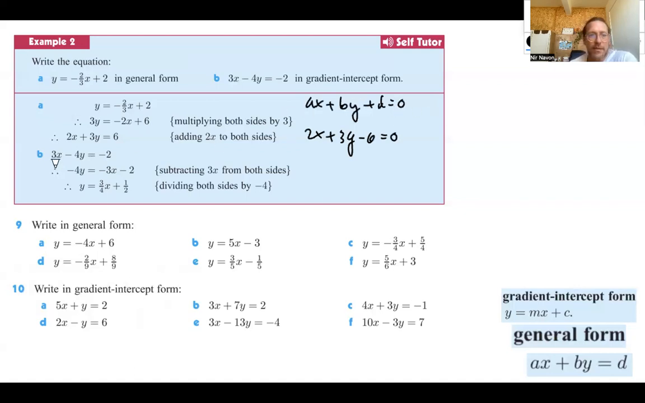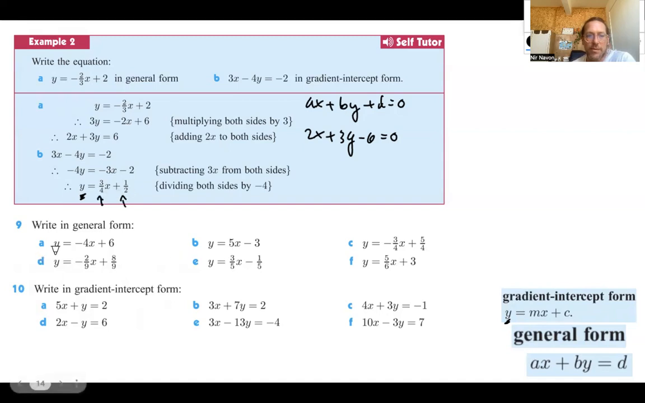And so maybe an example for any question would be: solve everything and give your answer in this general form or this general form. Okay, taking the general form and converting into the gradient-intercept form. In this case, we want to isolate the y eventually. So moving the 3x to the other side, dividing by the coefficient of y, -4, we get y = 3/4 x + 1/2. Here I can see the gradient right away and the y-intercept.